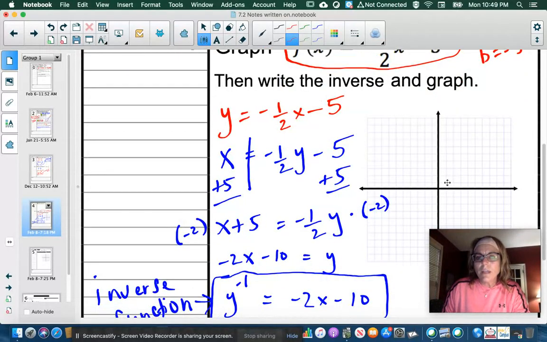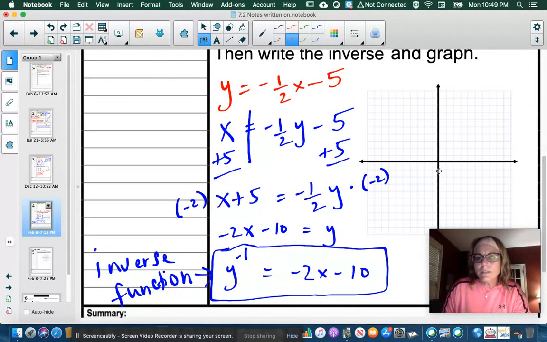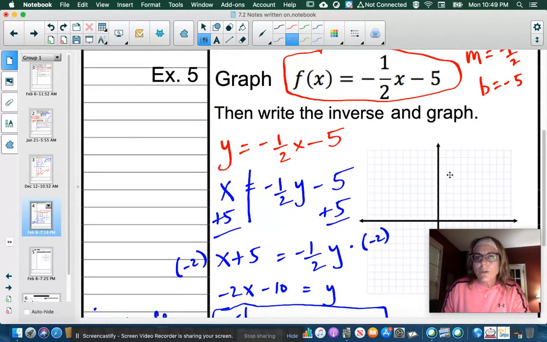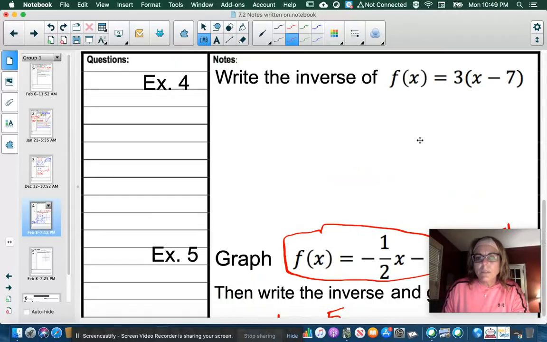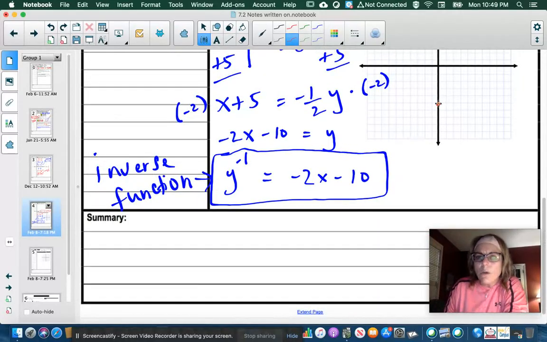So we start at negative 5 on the y-axis. 1, 2, 3, 4, 5. And we're going to go down 1 to the right 2. Down 1 to the right 2. Or we can go up 1 to the left 2. Up 1 to the left 2.